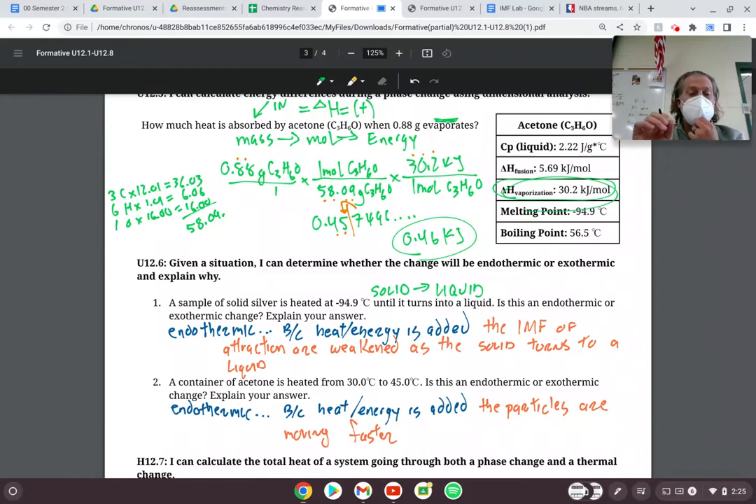In the case of the second one, I have a container of acetone and I'm just heating it. So it's just getting warmer, but heat is definitely being added, so that is endothermic. I'm going to say it's endothermic because heat or energy is being added. And the other part that I need you to tell me about is that the particles are now moving faster. Okay, it's not evaporating yet. It's just that the particles are moving faster. So there's the heat and energy portion of this and what's going on at a particle level.